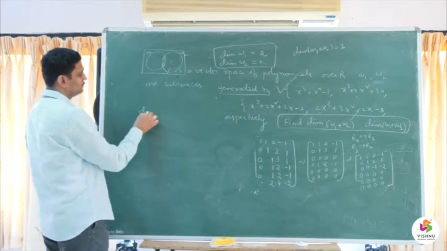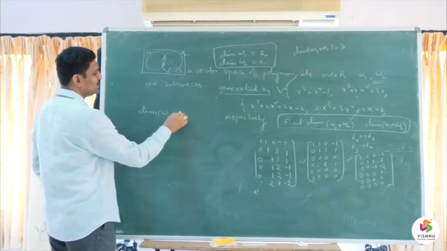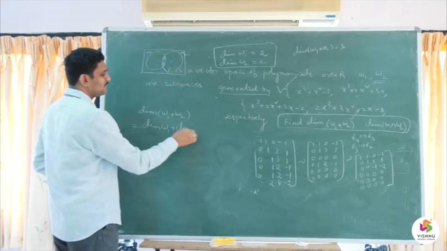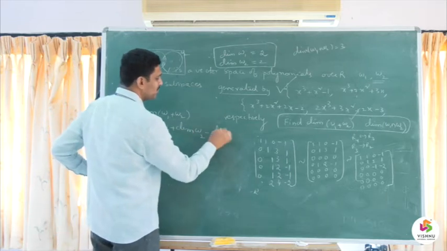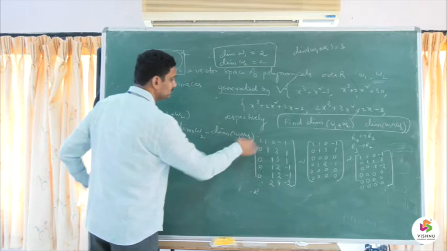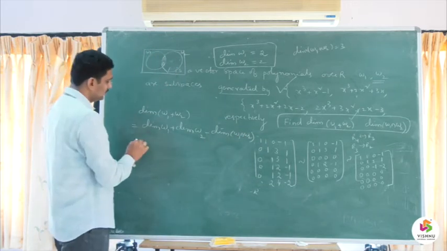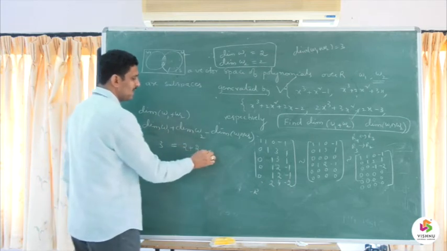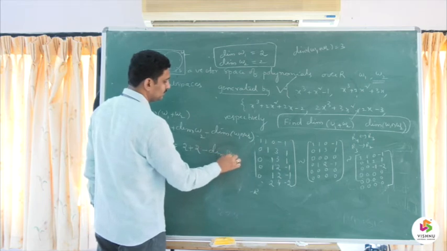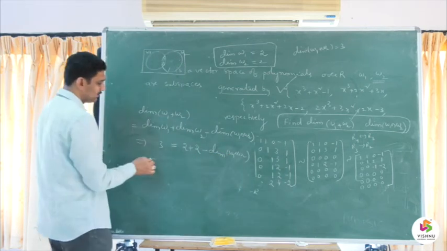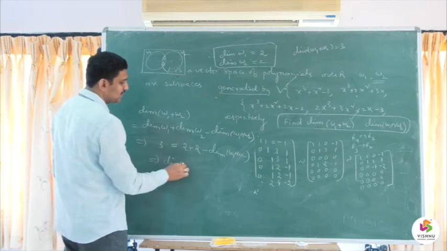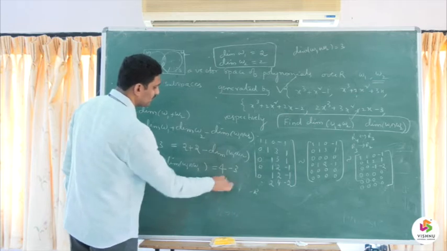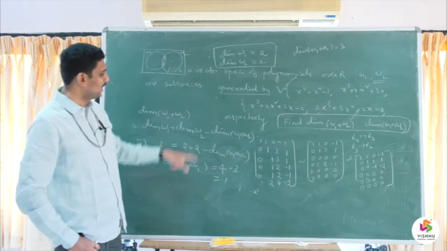So this is our formula. Dimension of W1 plus W2 is equal to dimension of W1 plus dimension of W2 minus dimension of the intersection. Substituting the values here, 3 is equal to 2 plus 2 minus dimension of the intersection. So we can say that dimension of W1 intersection W2 is equal to 4 minus 3, which is equal to 1. So this is the conclusion of the problem.